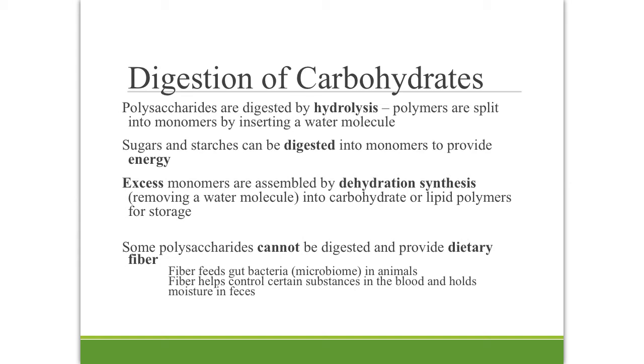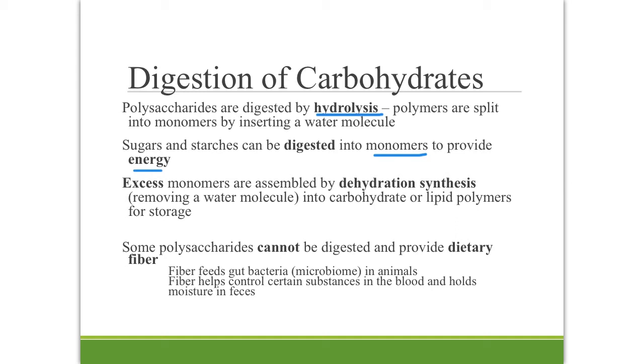So speaking of digestion, polysaccharides are digested by hydrolysis, which is basically the polymers are split apart by sticking a water molecule in between two of them. So you have two, you pull off that monosaccharide by pushing a water in there. Sugar and starches are digested into monomers, as I mentioned, for quick energy.